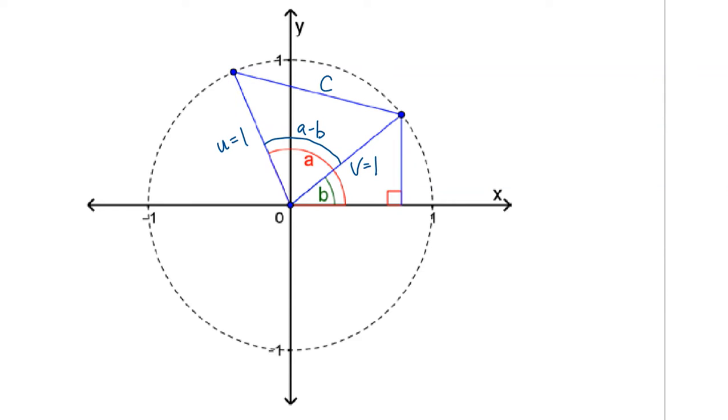And the last thing we need is the coordinates of the 2 points. So this first point is on the edge of the circle, and we rotated by angle B to get there. So this is cos B, sine B. And the other point, we rotated by A to get there. So this one is cos A, sine A.